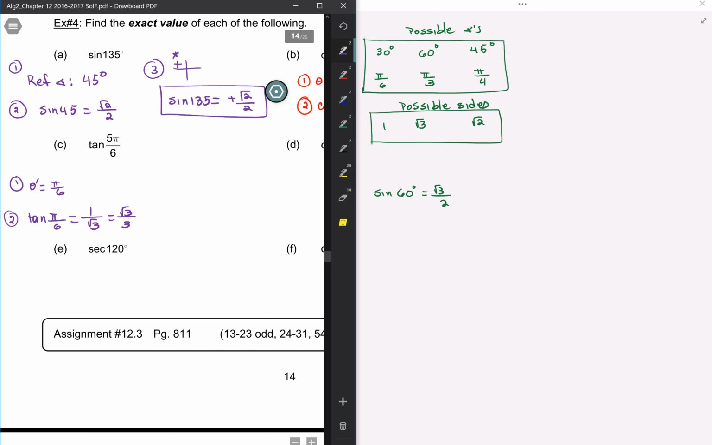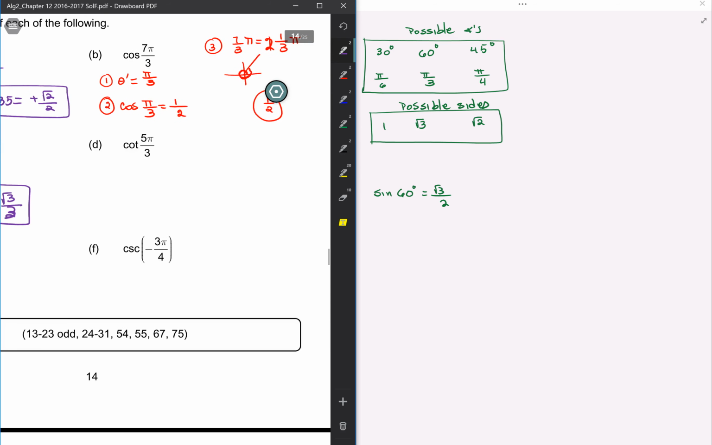Okay, so what's the tangent? What quadrant does this fall in? 5 pi over 6. Second one, so it'll be negative. 5 pi over 6 is in this quadrant, right? Because it's just short of a pi, so it would be negative root 3 over 3.